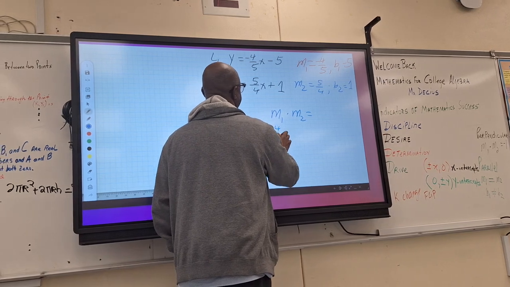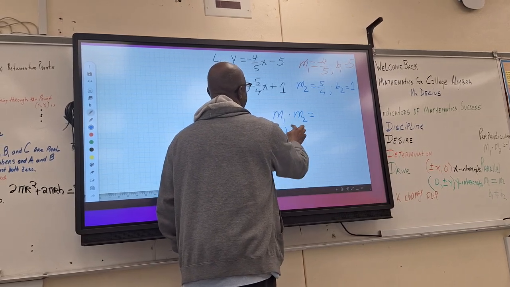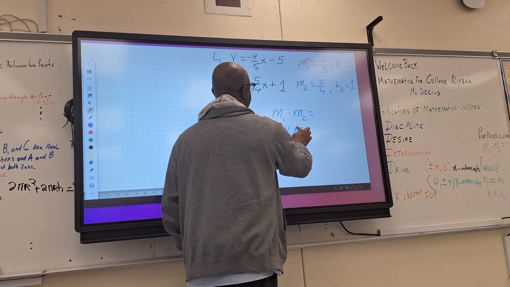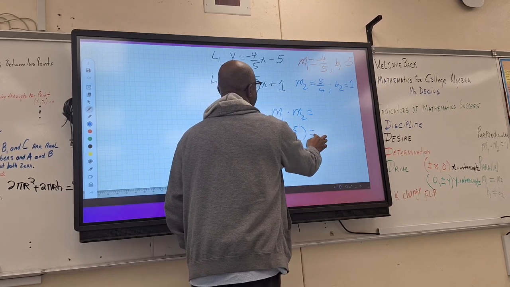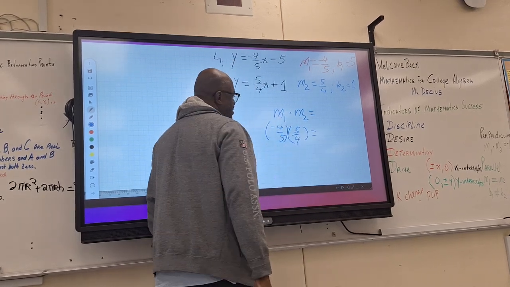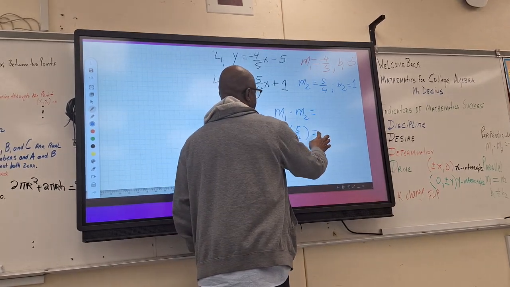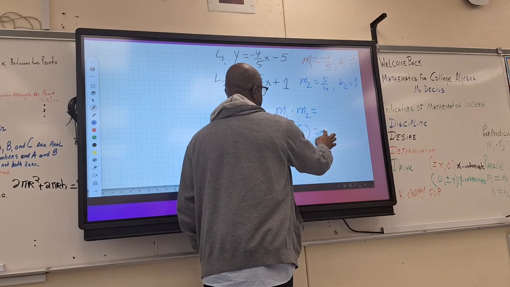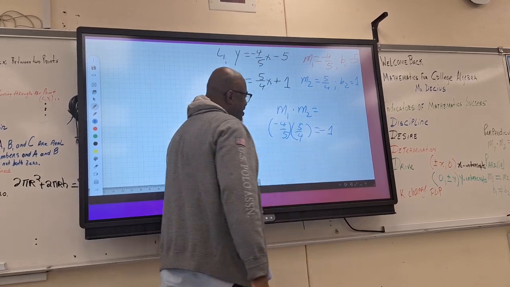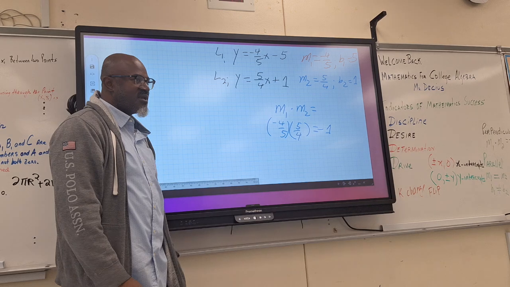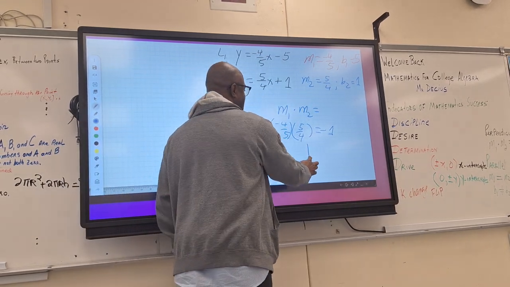Negative 4 over 5 multiplied by 5 over 4. What is the outcome of that? Negative 20 over 20, which is negative 1. Based on that, what can you claim? They are perpendicular. They are opposite reciprocals of one another.